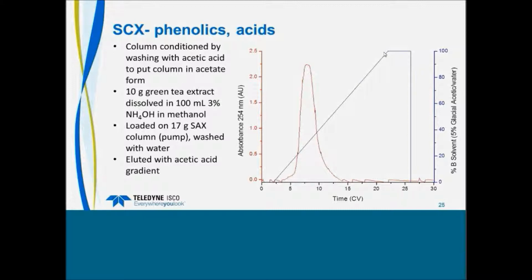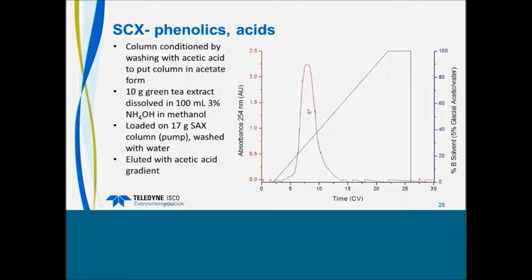Either by the law of mass action, I'm exchanging my compound with acetic acid with the acetate ion, or by making the solution more acidic, I'm eluting as the free acid. I'm able to then elute off my phenolic compounds.